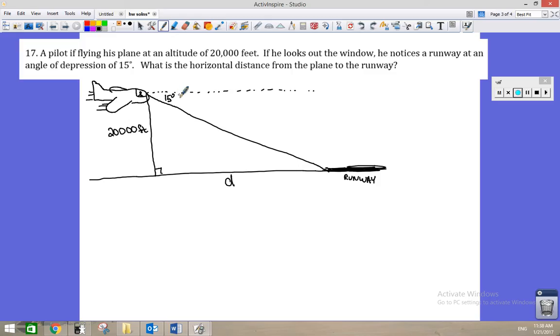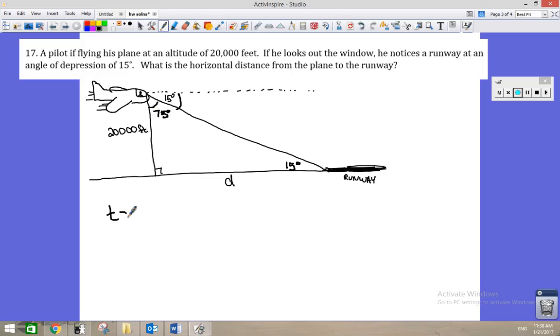Now, this angle right now is outside of my triangle. I need it to be inside, but the pilot's line of sight and the ground, we're assuming, are parallel, and with two parallel lines cut by a transversal, alternate interior angles are congruent. So this angle is 15, or somebody might say that 75 degrees and 15 degrees are complementary, so you could work with this 75 degrees. Let's do that just to be different.